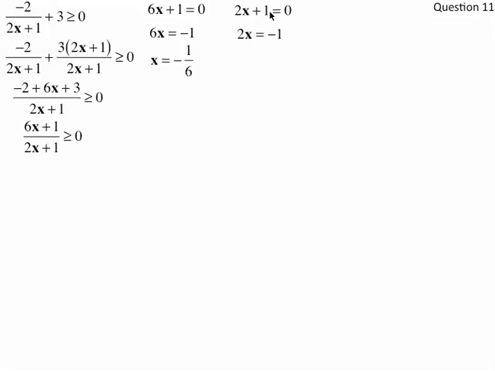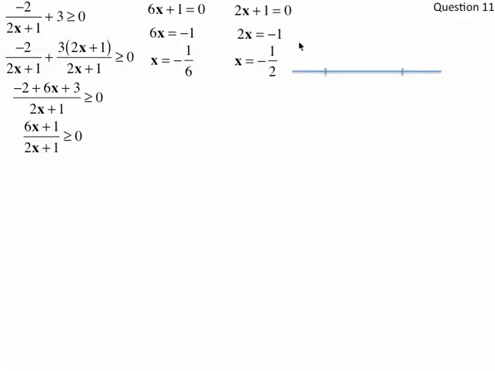With the 2x plus 1, I'm going to subtract 1 from both sides, and then I have 2x equals negative 1. Then I'm going to divide both sides by 2, and we get x is equal to negative 1/2. Okay, so I'm going to put that on the number line.